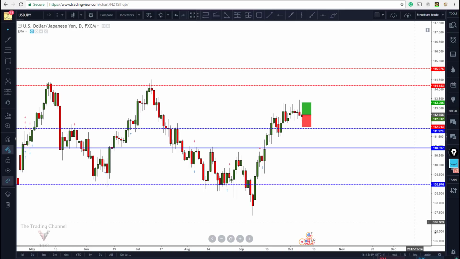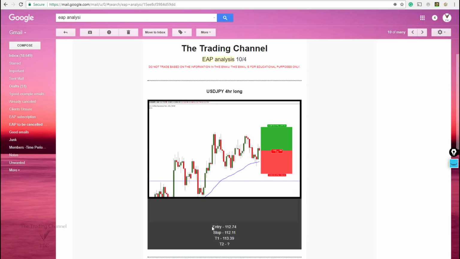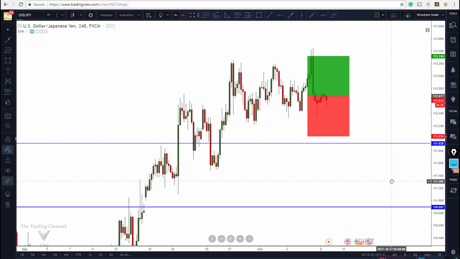So what I'll do first is take you guys to that email that was sent out to all EAP members. Here's that email, along with an entry, stop, and target that I set for each of these emails for the traders that are involved in the EAP, so they can better understand what I'm looking at and how I'm trading in the markets. Now if we head back over to the dollar yen, you can see that that trade worked out quite nicely, coming up to hit our first targets right in here.